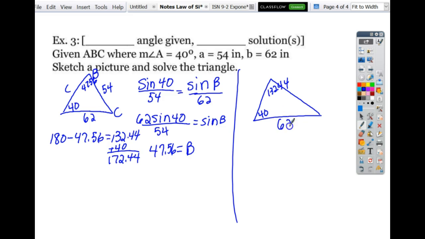Now the sides don't change. So what's our actual answer? Your actual answer is you have to fill in the triangles twice this time. You're going to have angle A, angle B, angle C, and the same thing on the other side.